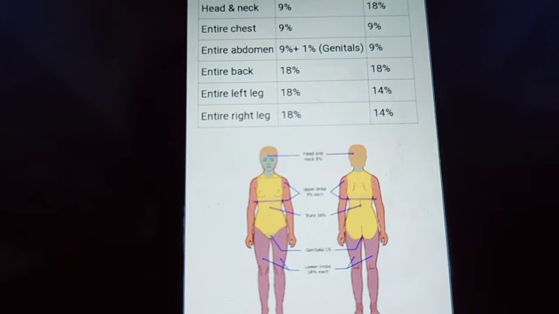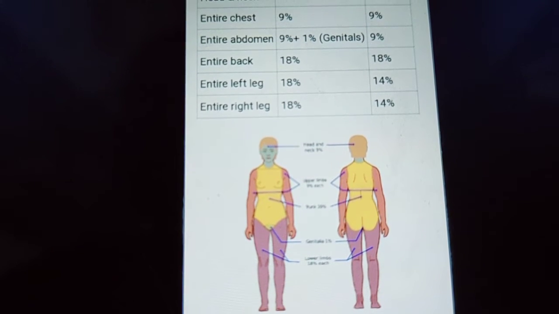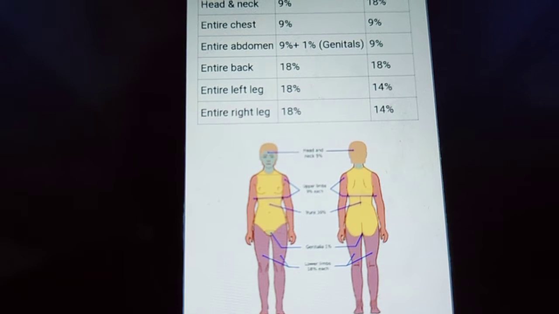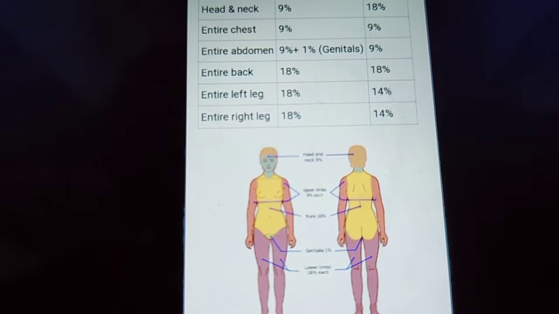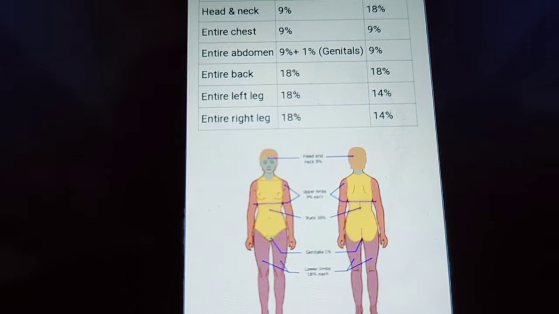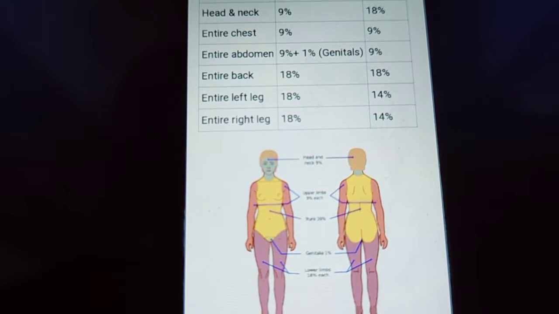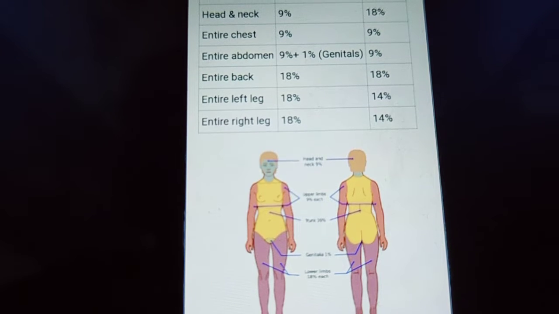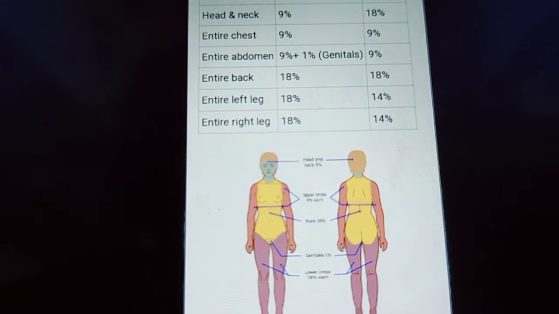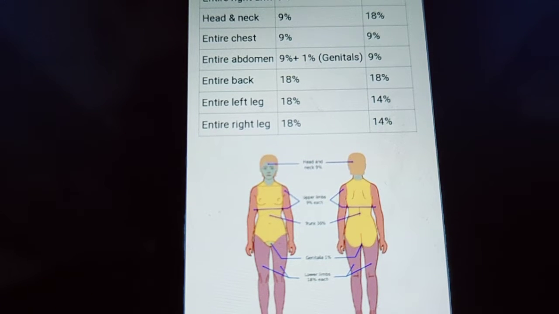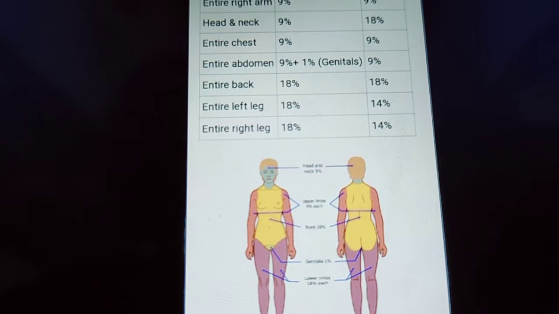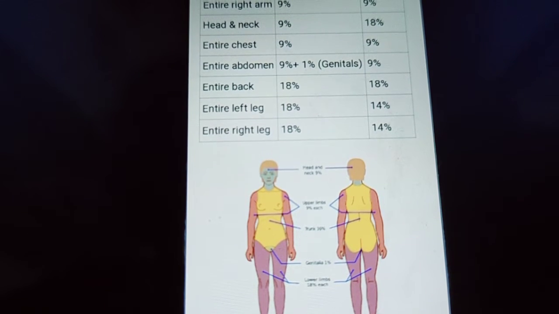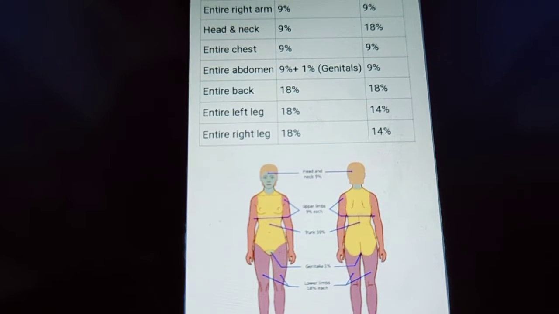And the perineum, the groin, is 1%, whether male or female. So this is how the percentages are given in the rule of nines. It is in multiples of 9. But one limitation of this rule is that it cannot be applied to obese people and infants. For infants they can use the rule of 8s, and for obese patients the BMI has to be calculated, and there are some considerations.